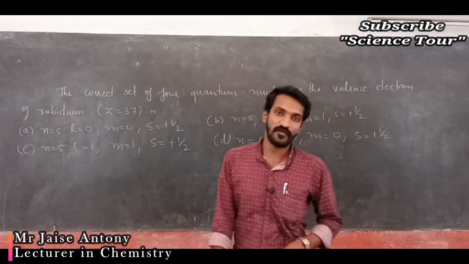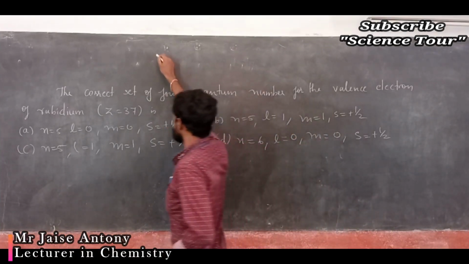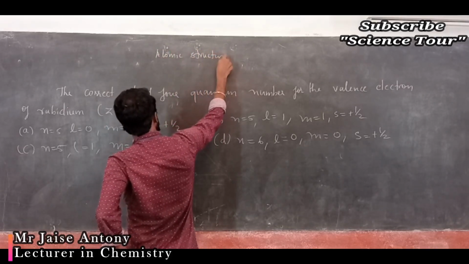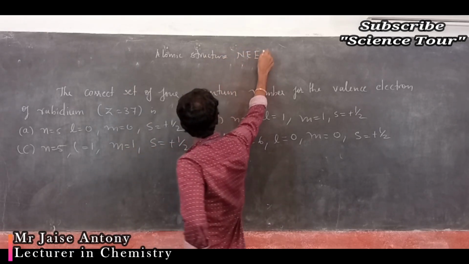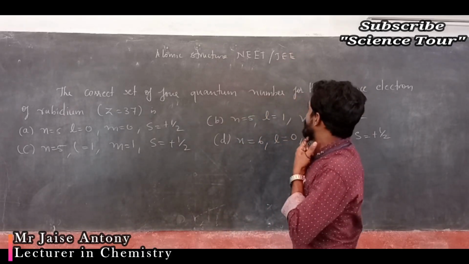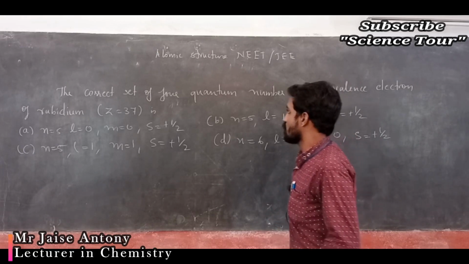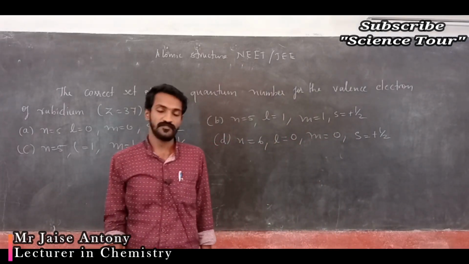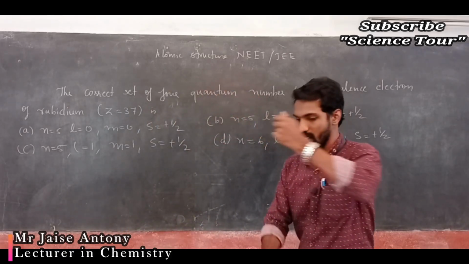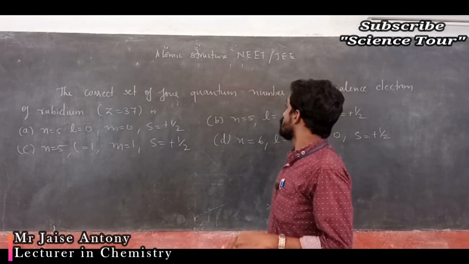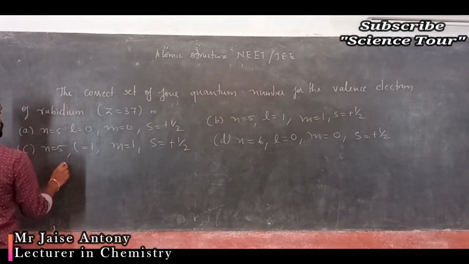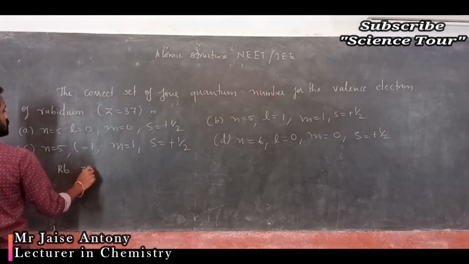Now we are going to discuss the atomic structure unit, first PUC. Atomic structure, NEET JEE topic. My dear students, the next question is in the NEET JEE session: the correct set of 4 quantum numbers for the valency electron of rubidium, Z equal to 37. My dear students, rubidium is Rb, Z is equal to 37.